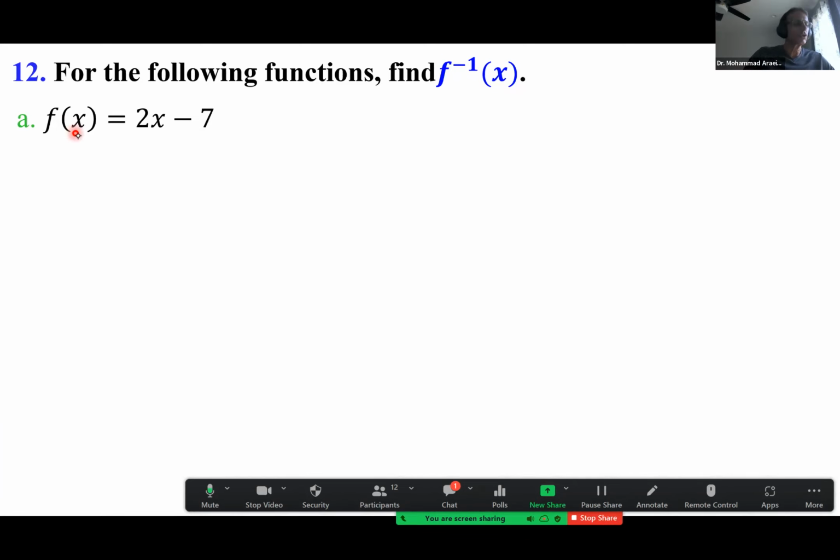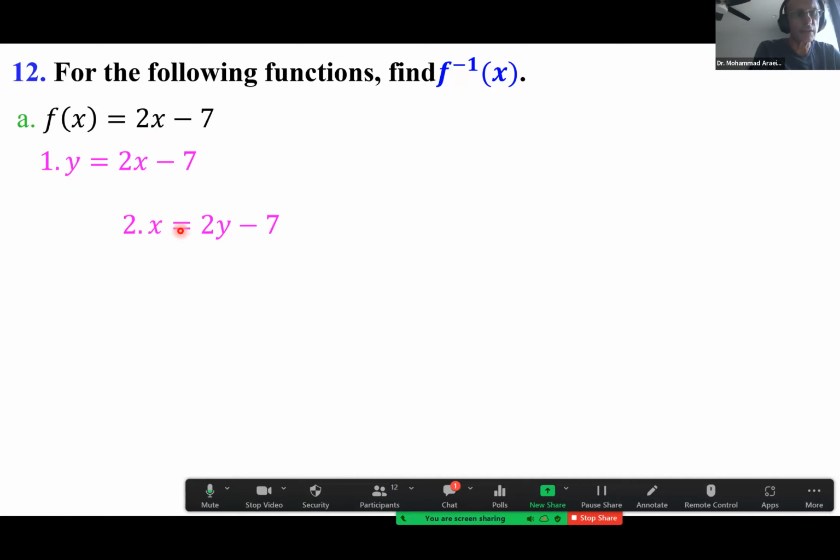Number one, we're going to change the name f of x to y because it makes it easier to deal with. The next step is to interchange x and y. So this becomes x, this becomes y. And right here, in this step, we do have the inverse. However, as you know, we always solve for y.